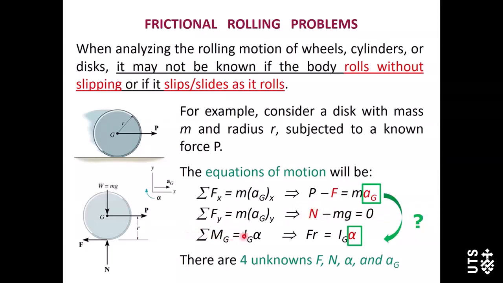The third equation is about the rotational component, and here, if the calculation is about mass center point G, we have friction force F and an unknown angular acceleration alpha. Okay, now you can see we have 3 equations but 4 unknowns: F, Ag, alpha, and N. So we can't solve these problems.